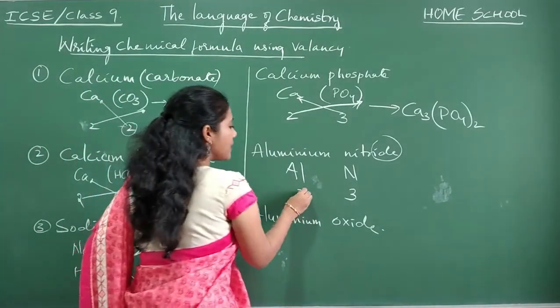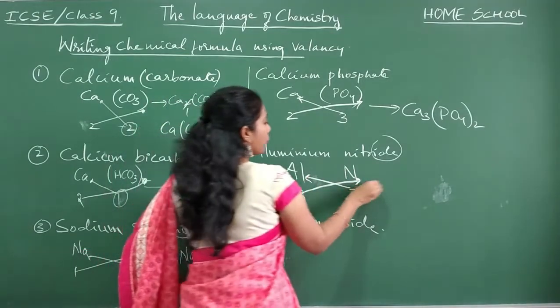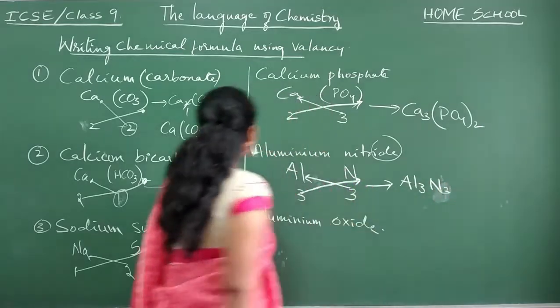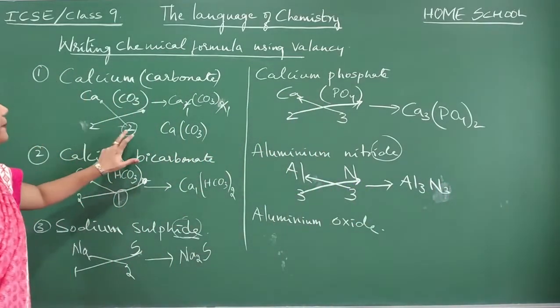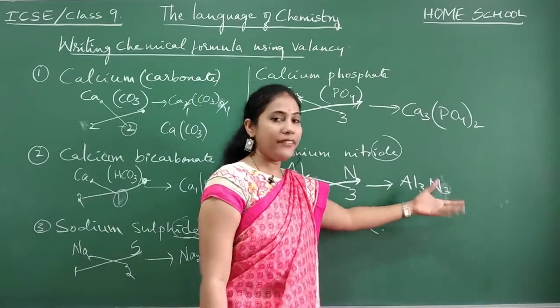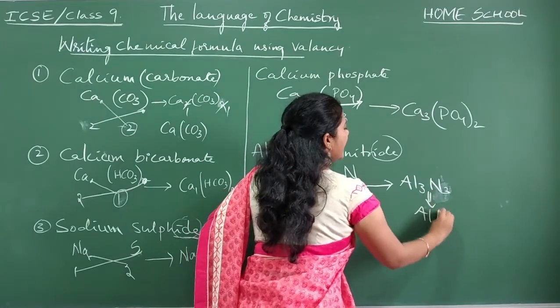So do a crisscross, guys. This 3 goes here, this 3 comes here. So what do you get? Al3N3. I told you, if you have the same number, it will get cancelled. 3 ones are 3 ones, it will get cancelled. So you can just consider it as AlN.